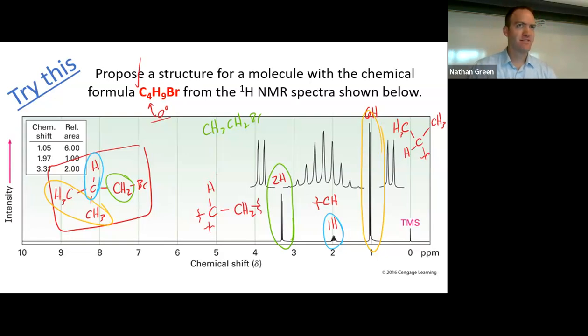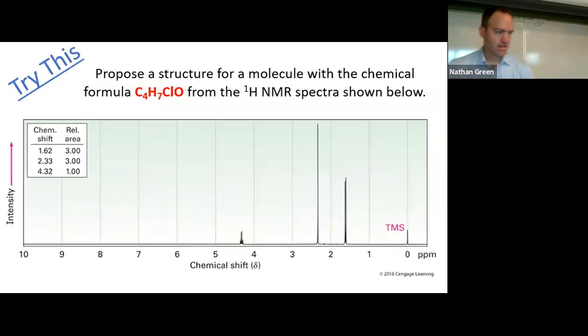So we try another one. Does everybody see the task at hand here? Kind of how to approach this? Okay. Propose a structure for formula C4H7ClO. That is not carbon iodine, that's a Cl, so chlorine.